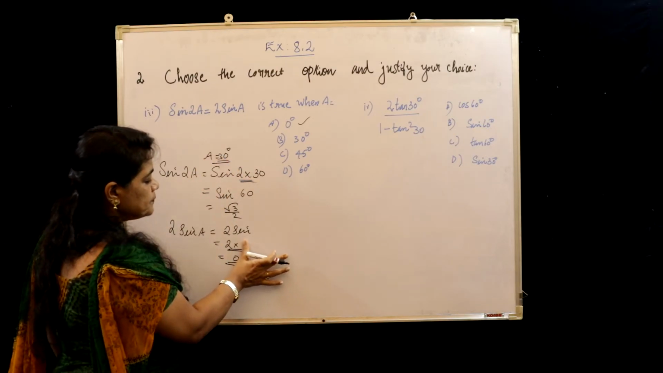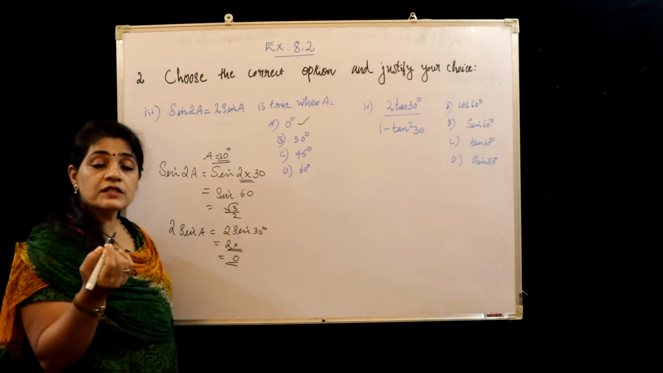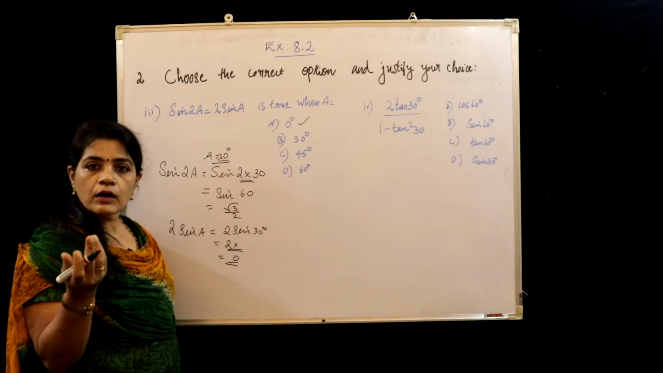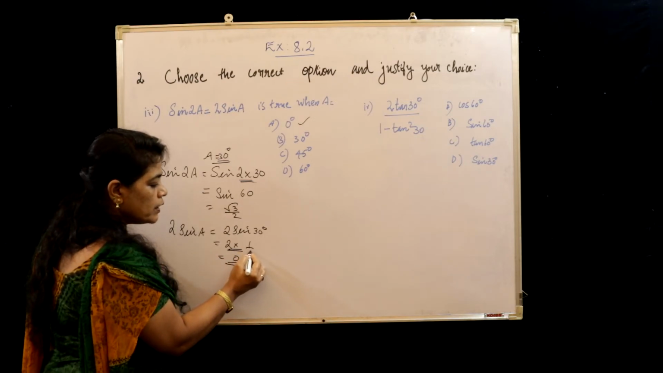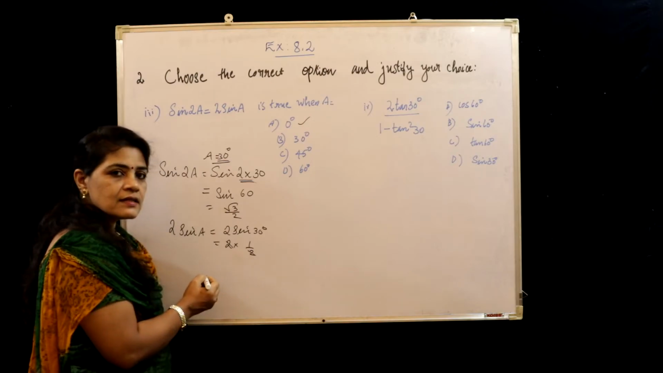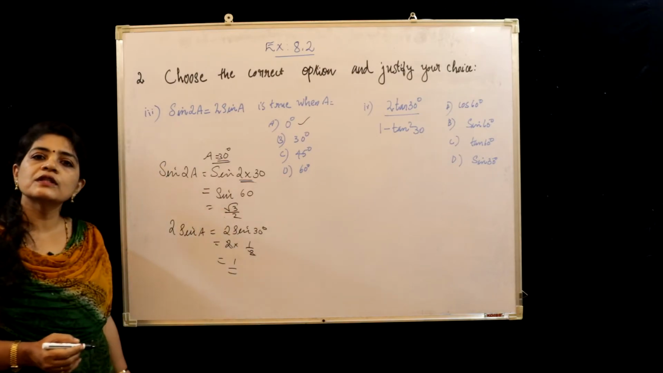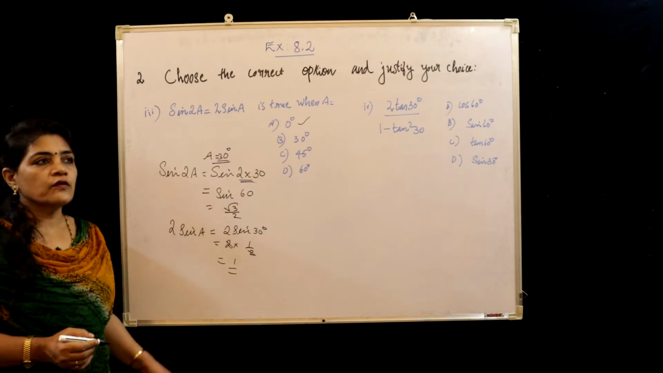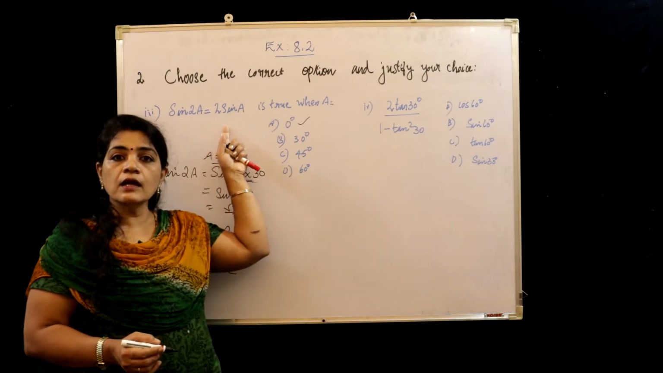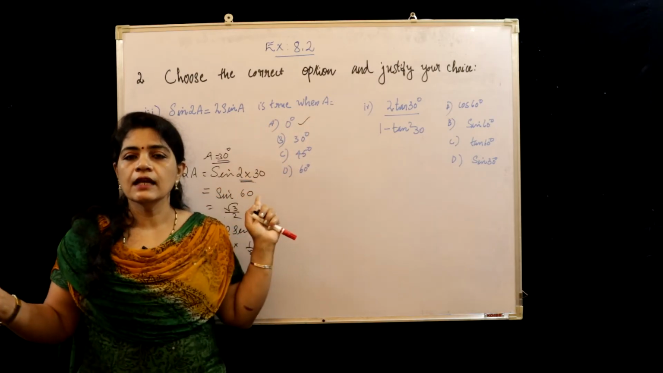Okay. So sine 30, what is the value of sine 30? Sine 30 is 1 by 2. So 2 into 1 by 2. See children, 2 into 1 by 2 get cancelled. So that means RHS equal to 1 and LHS we got root 3 by 2. Okay, so we can say that sine 2A equal to 2 times sine A when A equal to 30 degree.